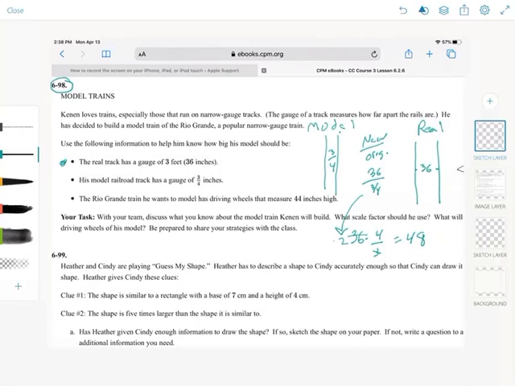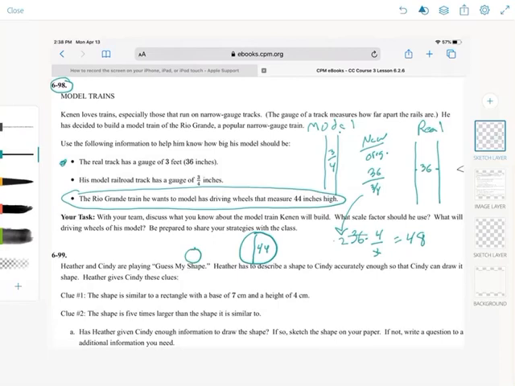So where we can use that is in a problem like this. So the Rio Grande train he wants to model has driving wheels that measure 44 inches high. Those are 44 inches high in real life. So there's our real life train wheel with a height of 44. And this is going to be our model. It's not going to be drawn to scale because it's hard to draw something 48 times smaller.